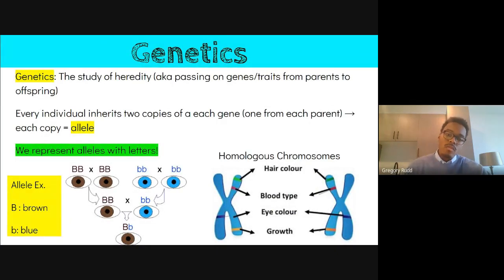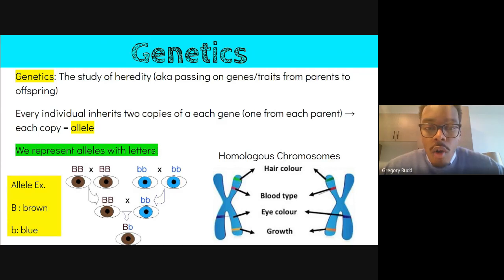Okay. So genetics, again, is the study of heredity, how genes are passed on from parents to offspring. Every individual inherits two copies of every gene. You get one from each parent. And each copy is called an allele, A-L-L-E-L-E. Each copy is called an allele.